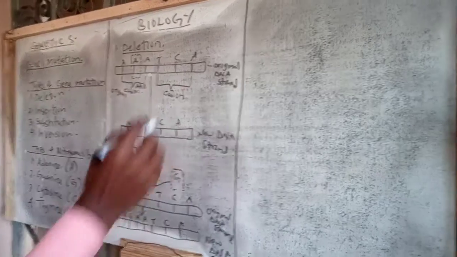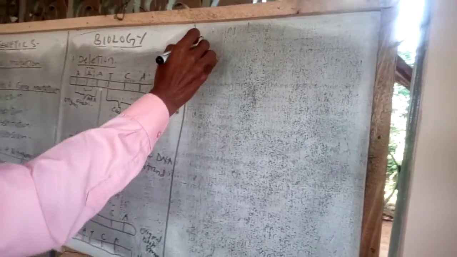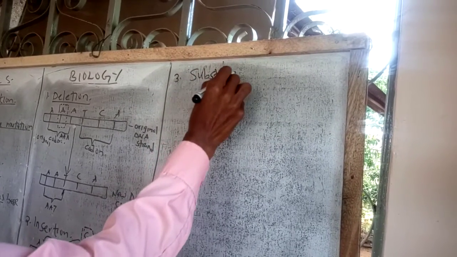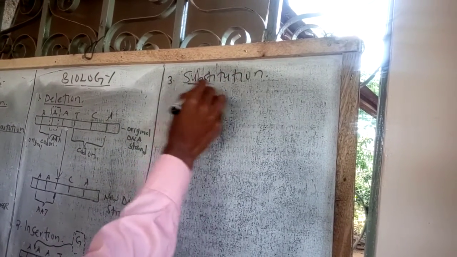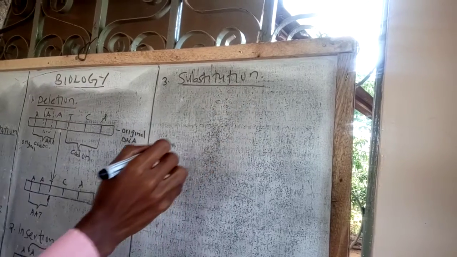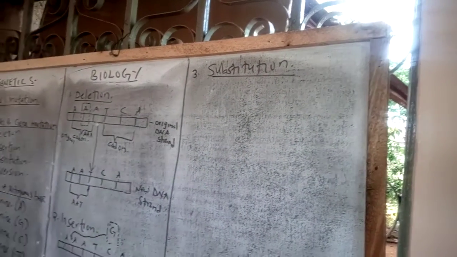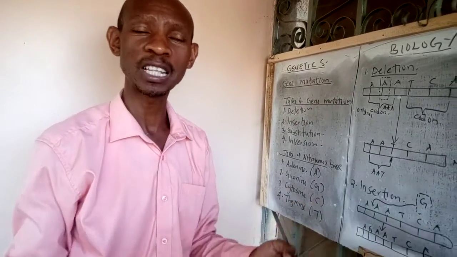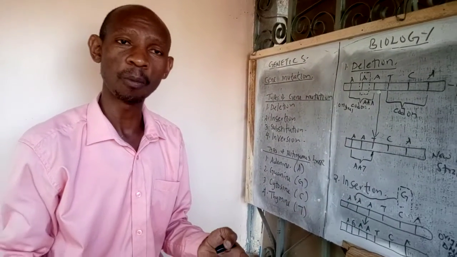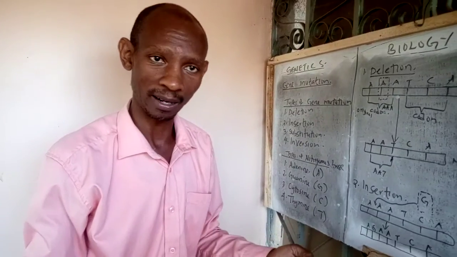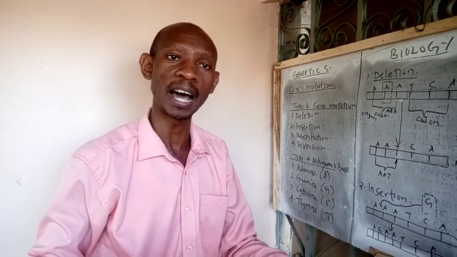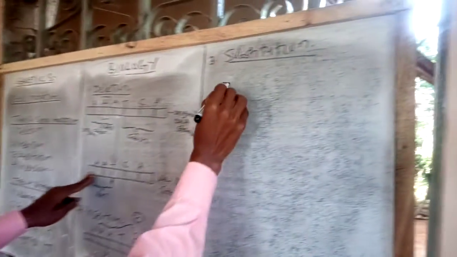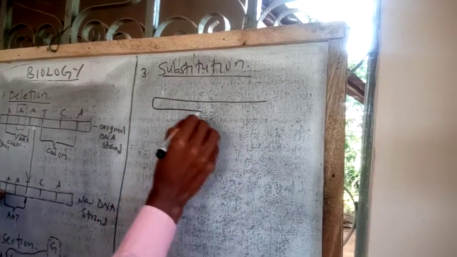The third one will be having substitution. And as far as substitution is concerned, this is the replacement. This is the replacement of a certain nitrogenous base sequence from the original DNA strand, and therefore it is replaced with a different nitrogenous base. And therefore, for instance, we can have the original.